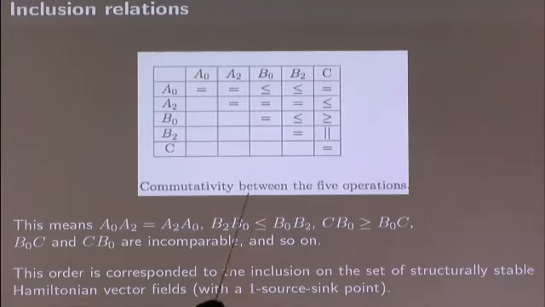So what it means is several stream patterns. Okay. Anyway, and there's a typo on that, right? You mean B2C and CB2 are incomparable. Yeah.